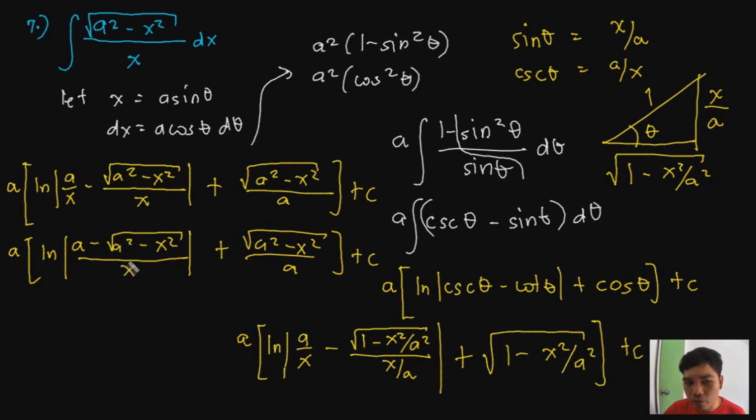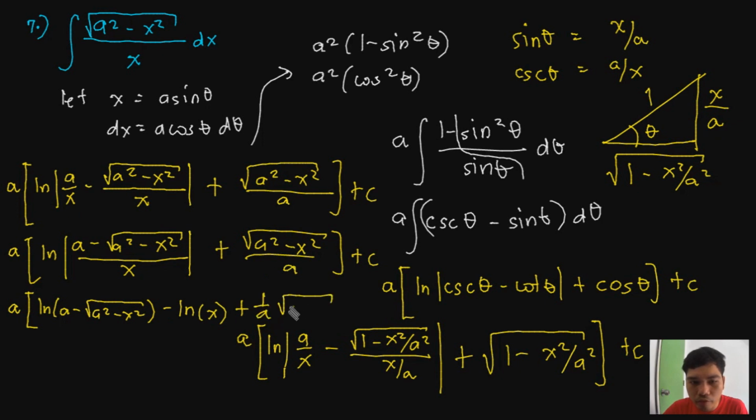Pwede mo rin siya actually i-subtract kasi, diba, that's the property of your ln. So, you can have ln of a, and then minus ln of a minus square root of a squared minus x squared, and then minus ln of x. So, pwede yan. And then plus, pero ito, same pa rin sila. So, that's 1 over a, and then square root of a squared minus x squared, and then plus c.